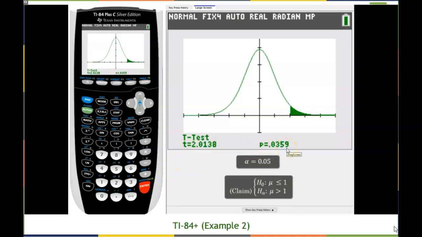So if you were curious as to what the shading effect is for these tests, you can certainly click on draw instead of calculate. The important value is the p-value because that's what we want to compare to alpha. And again, since our p-value is less than our alpha, we're going to reject our null hypothesis. Our original claim was an HA, and therefore we have enough evidence to support our claim.